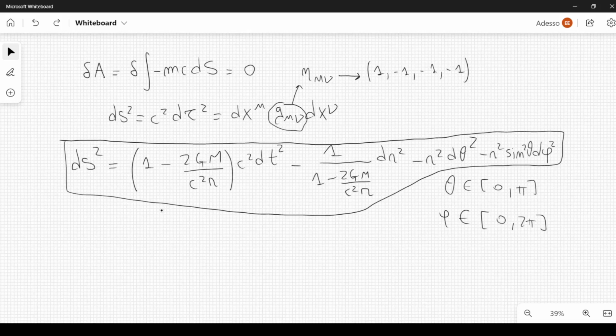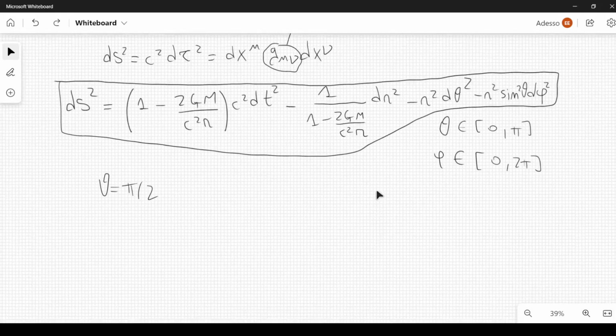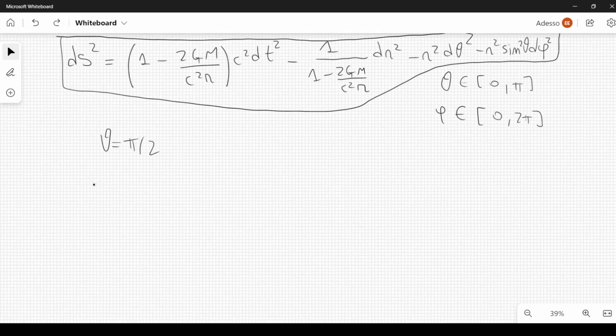So without loss of generality and due to the spherical symmetry, we can assume that the motion occurs on the plane theta equal to pi over 2. So this equation here will simplify, because d theta will be 0, because theta is a constant and it is equal to pi over 2. So we can get rid of this term here, but let me rewrite the equation below.